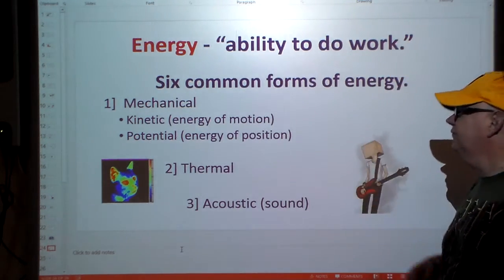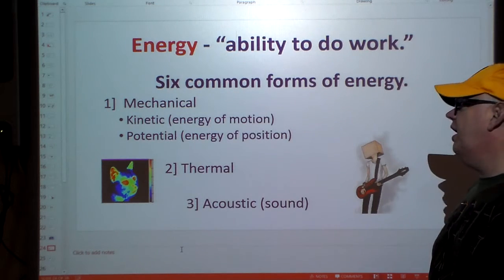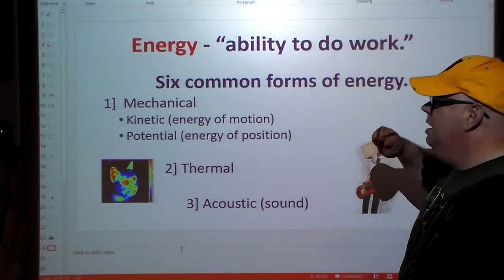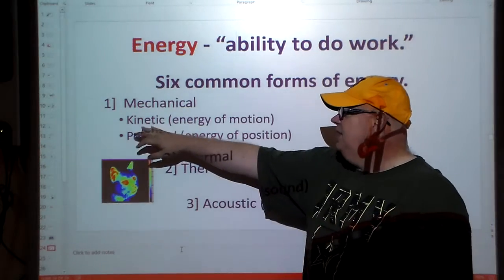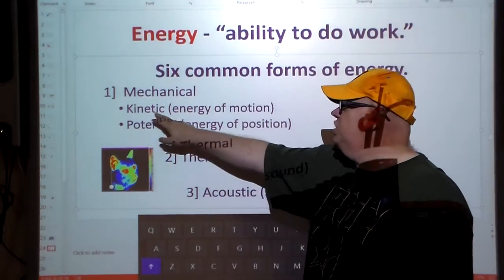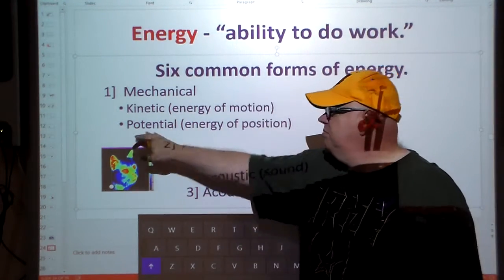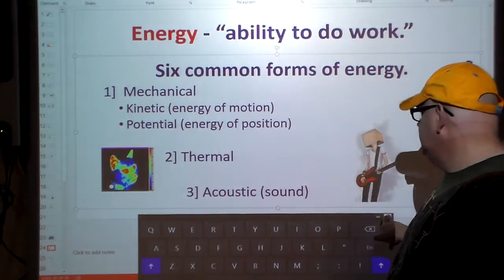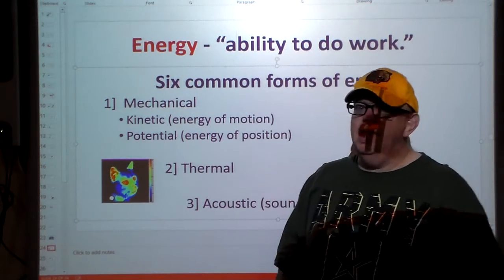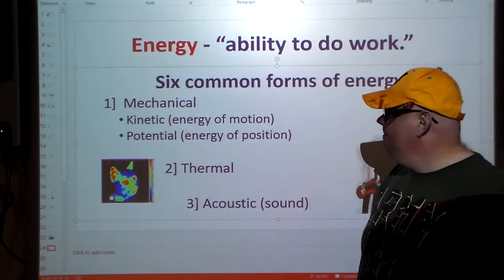Now, there's 6 common forms of energy out there. One is mechanical. Most people are familiar with it, like kinetic energy and potential energy. Energy of motion, potential, energy of position. Those would all be examples of mechanical energy.